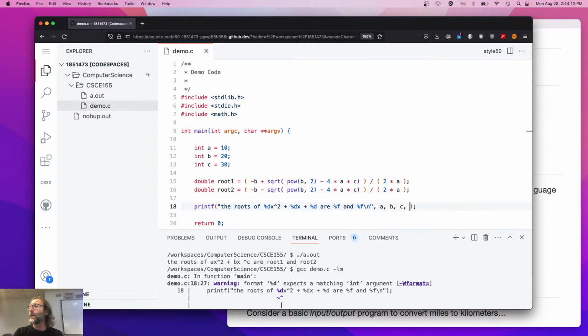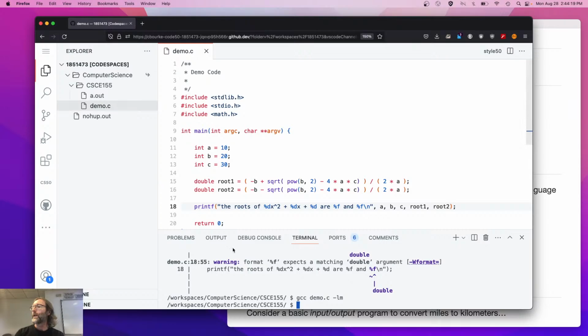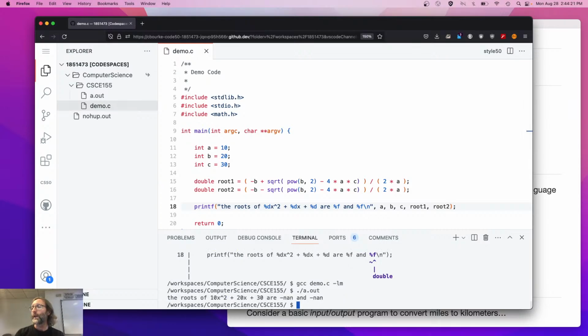A, B, C, root 1, and root 2. There we go. And when I do that, there. Now it compiles without any errors. Let's find out if it gives us the values that we're looking for. NaN and NaN. So the roots are grandmothers?